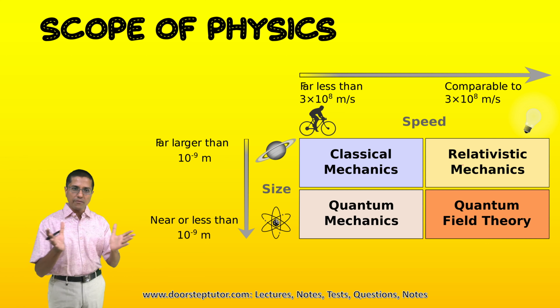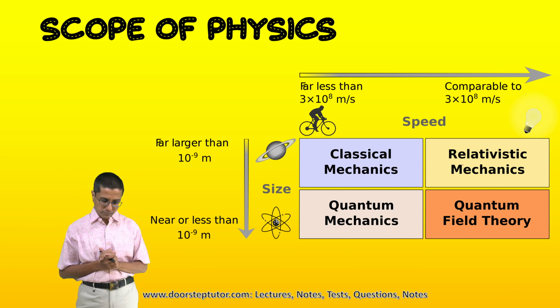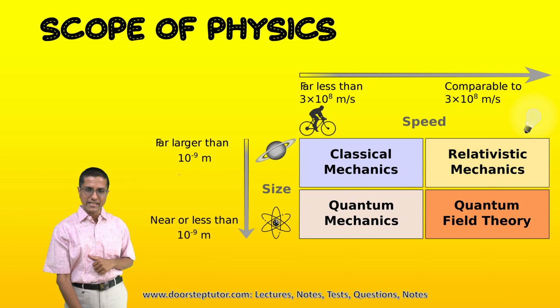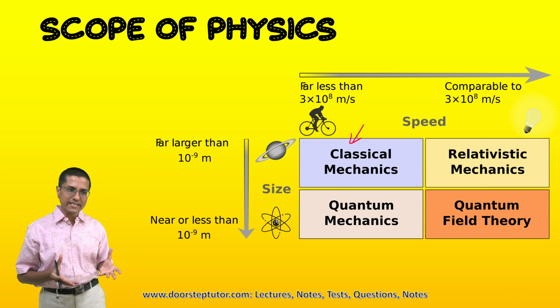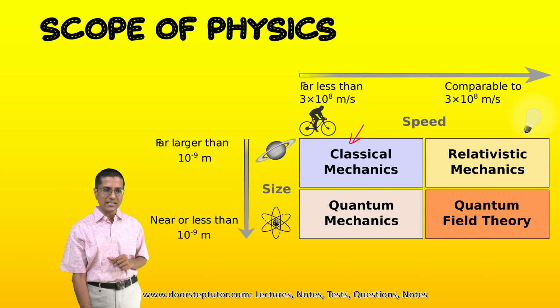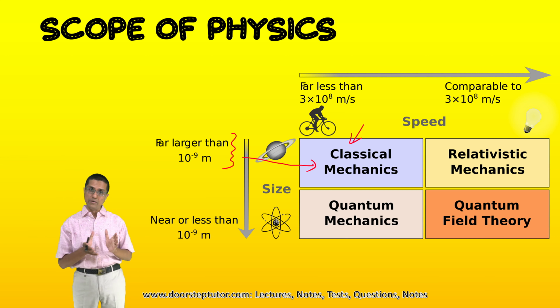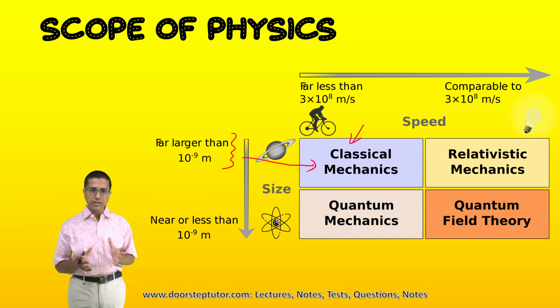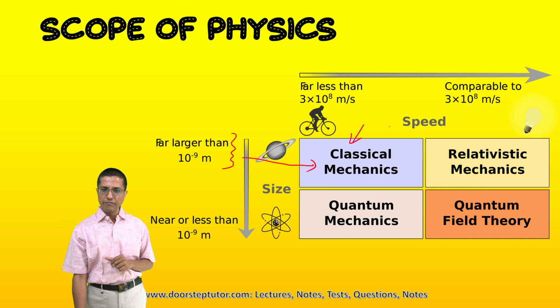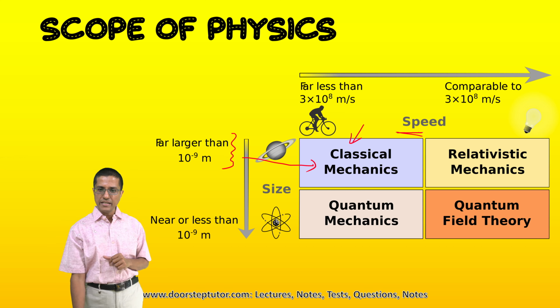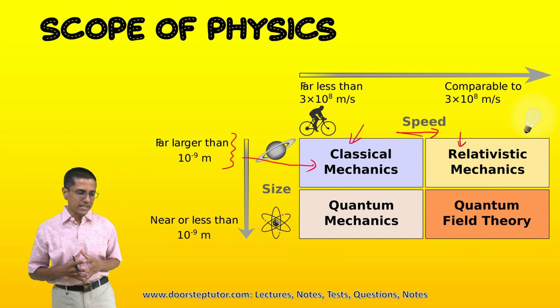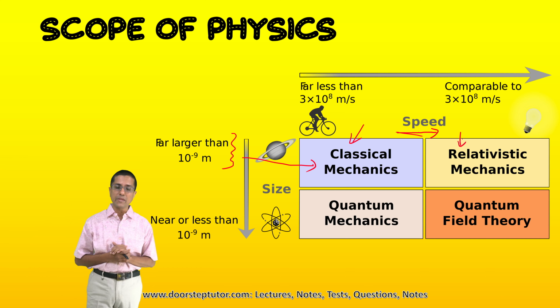Now, this is the scope of physics. Like we already said, and we have studied this aspect quite a bit, right? Where the speeds are less and the distances are larger than a certain amount, this is all under the realm of classical mechanics, where Newton's laws hold. If I increase the speed further, then I come under the realm of relativistic mechanics, the mechanics which was given by Einstein.